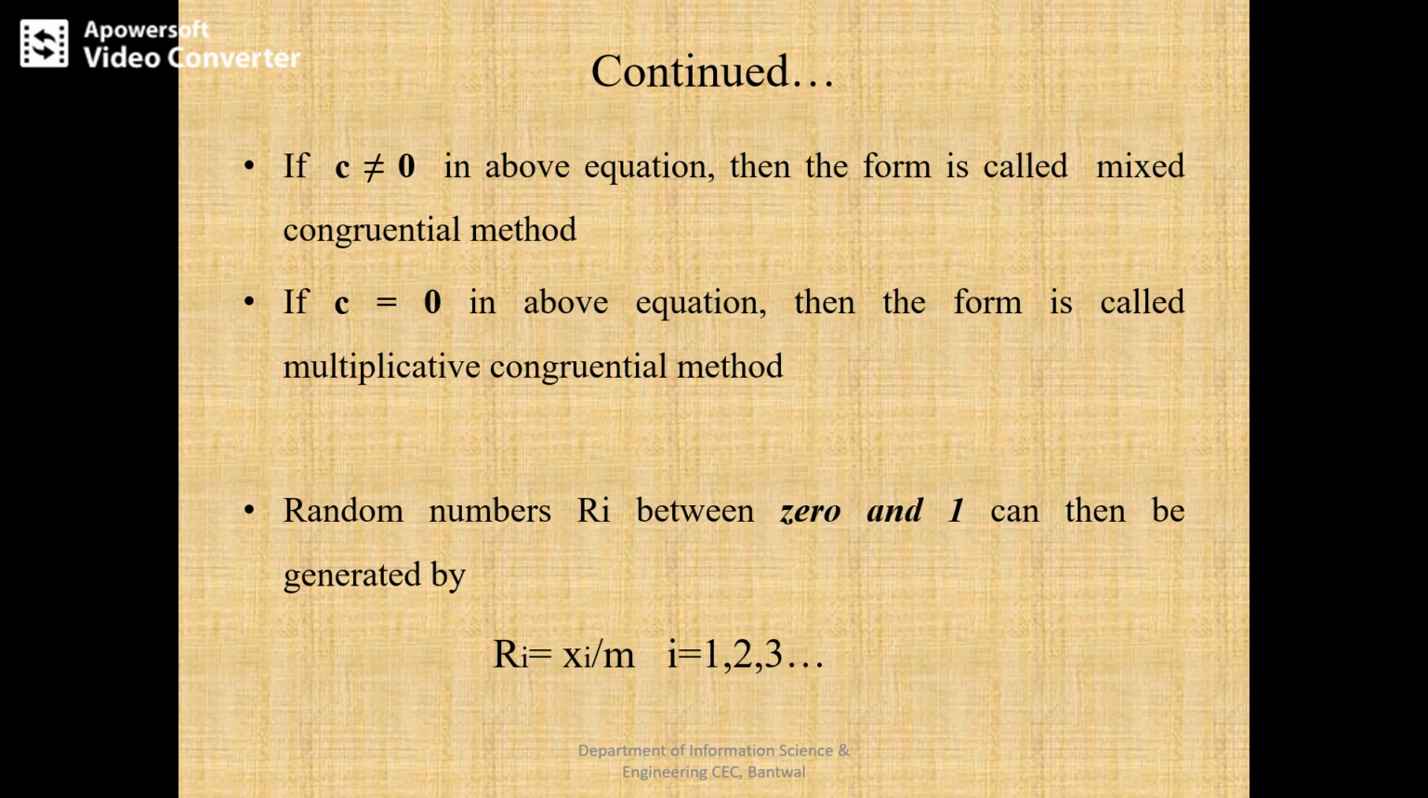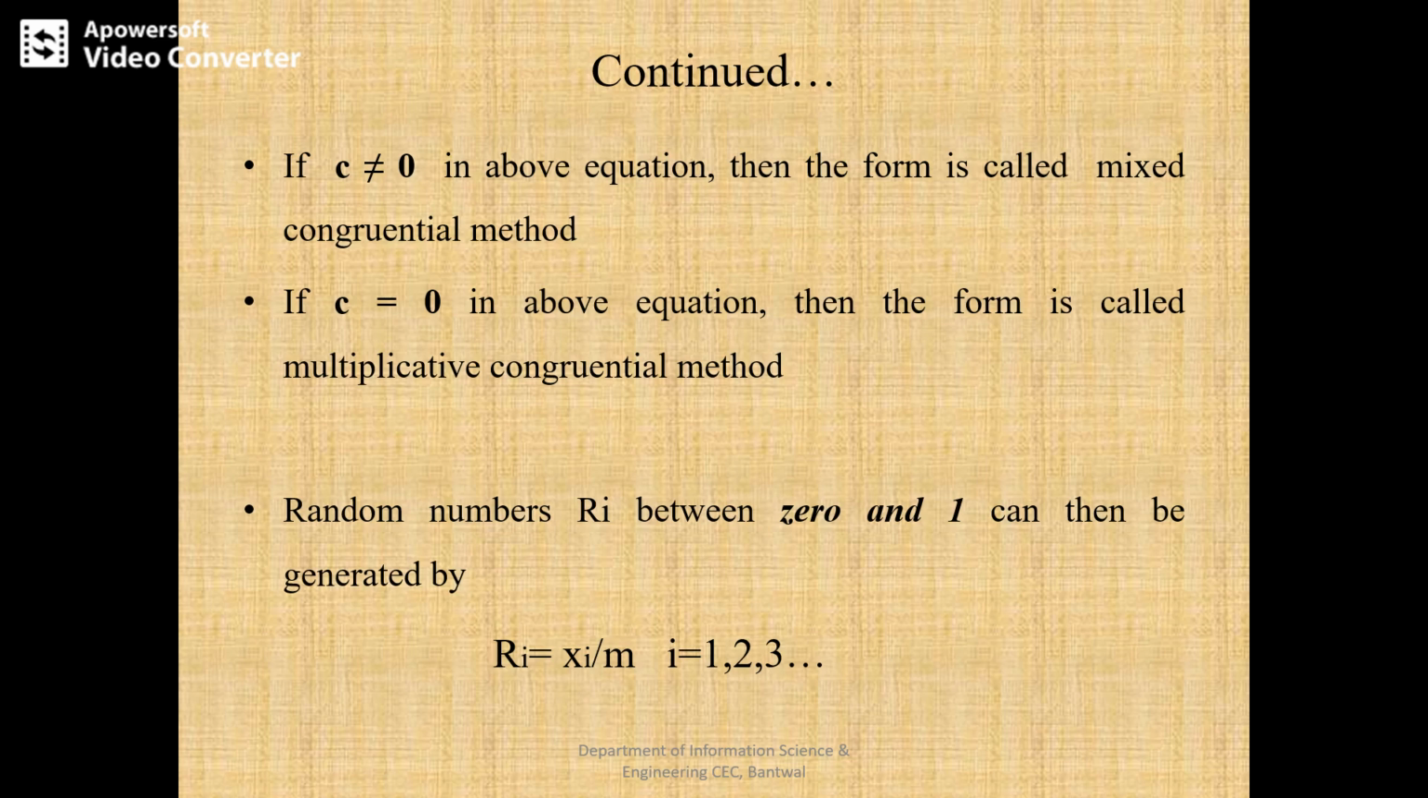If C is not equal to 0 in the above relationship or equations, then this form is called the mixed congruential method. And if C is equal to 0, that is called the multiplicative congruential method. That is the increment, so it depends upon the constant increment. Where C is not equal to 0, we call it a mixed linear congruential method. If C is equal to 0, we call it the multiplicative congruential method.